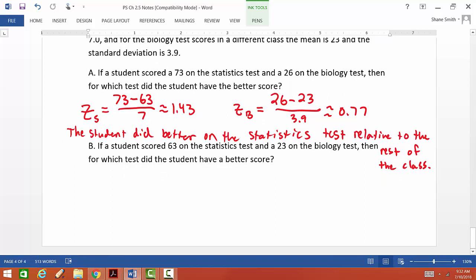So try to find the z-score for part B. Pause the video here and then do it on your own and compare the z-scores.